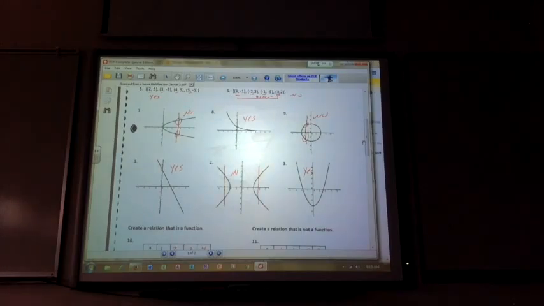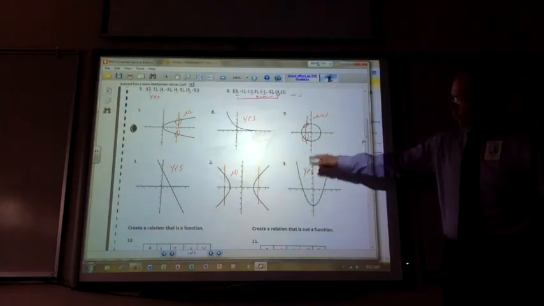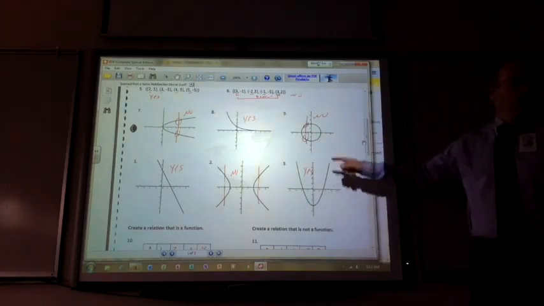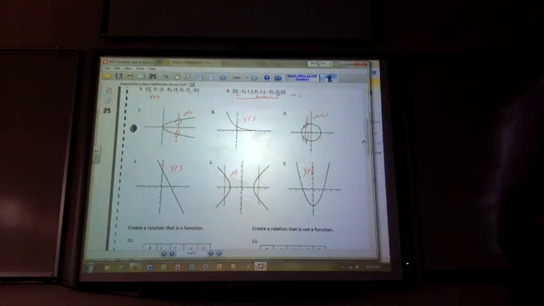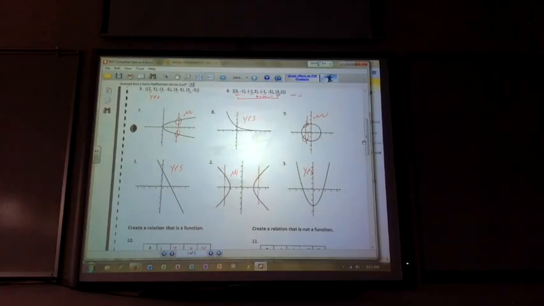What is the difference between 3 and 7? Okay. So I can draw a whole bunch of vertical lines right here, and it only touches once. So that's a function. Oh, okay. That's not, even though it's a sideways parabola versus an up and down parabola, the sideways one, because the x values would repeat. Now on number 3 though, the y values will repeat.